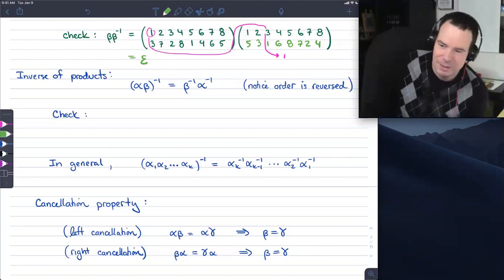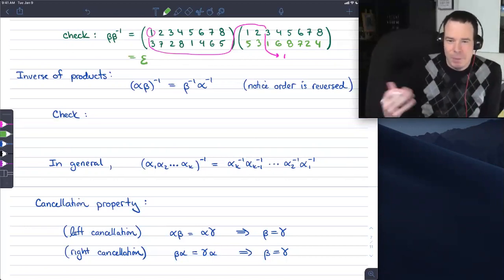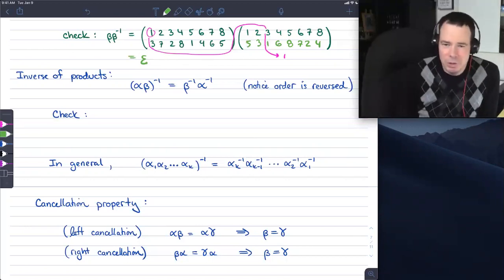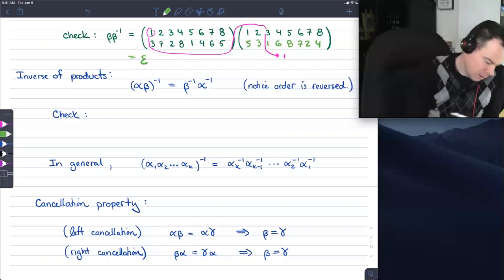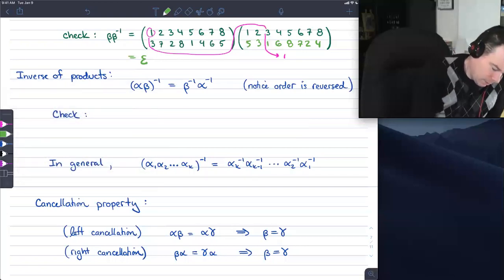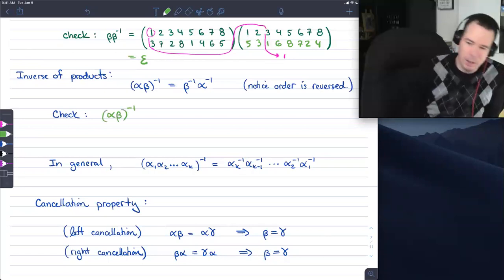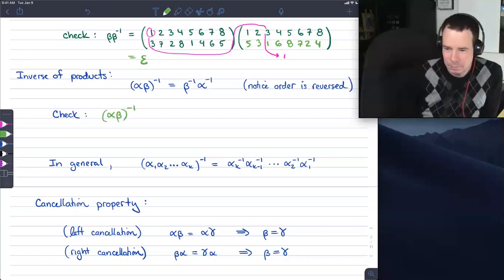So alpha followed by beta. If you want to undo that, you've got to undo the second thing first before you can undo the first thing. So it's beta inverse followed by alpha inverse. And now we can check. What does it mean to check? It means that I'm claiming that the inverse of this thing is equal to beta inverse alpha inverse.